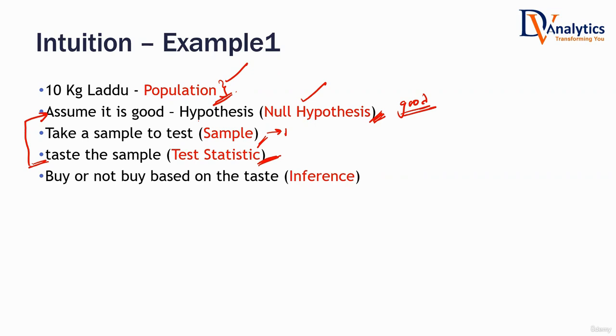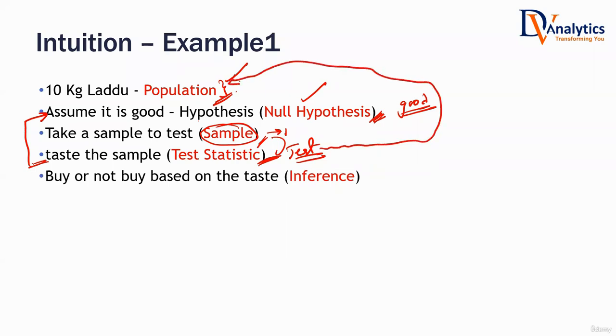In the testing of hypothesis process, we take a sample, we do a test on the sample. After doing a test on the sample, what is the final opinion that we take? We take a decision on the population. Because in reality, testing the whole population may not be possible.